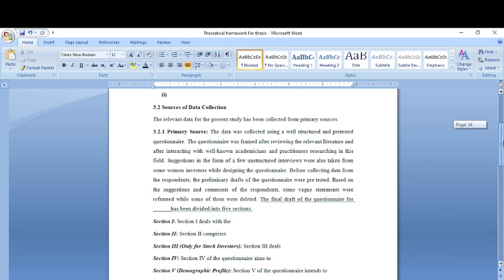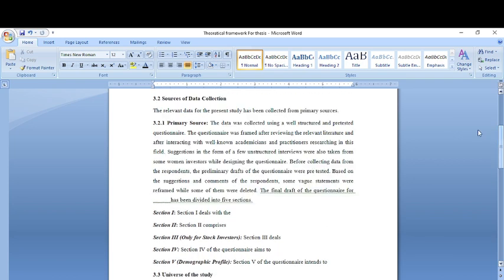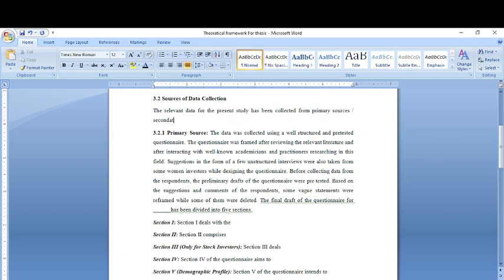The sources of data collection: the relevant data for the present study is from primary sources or secondary sources. So the second thing you would mention in the theoretical framework is the data source. In case of a primary study, you can say that I've used a well structured questionnaire, and the questionnaire was framed after interaction with the academicians and the practitioners and based upon review of literature, and there were certain unstructured statements which I framed myself. Suppose my topic was women investors, or any other topic you can say.